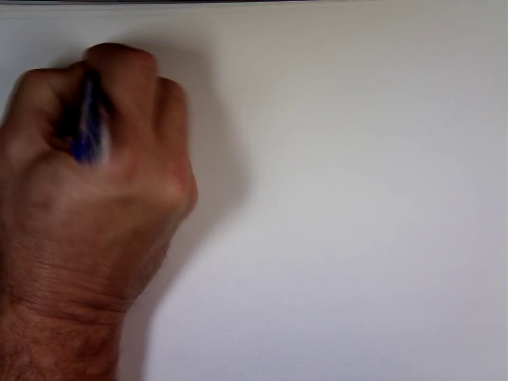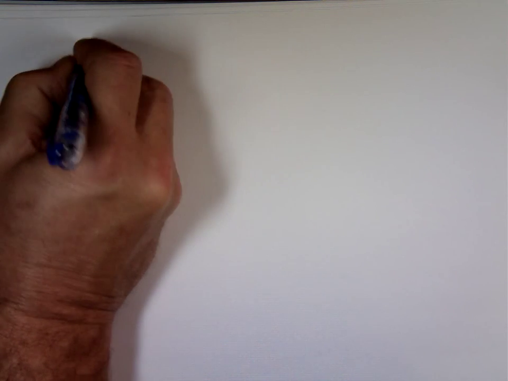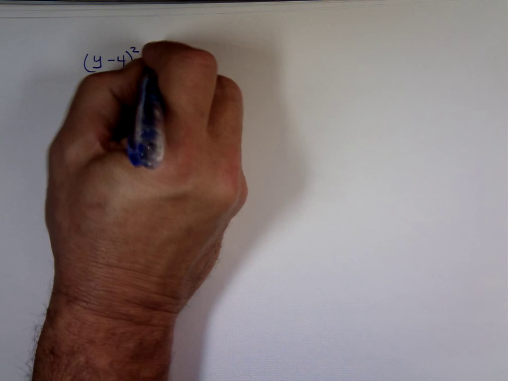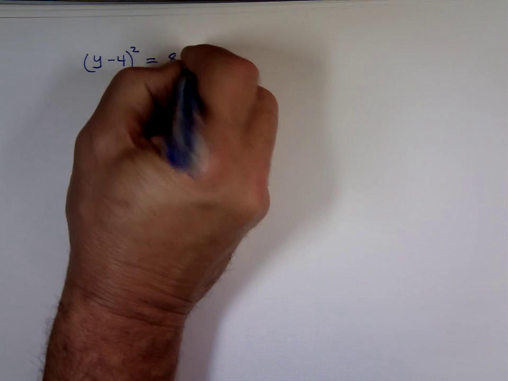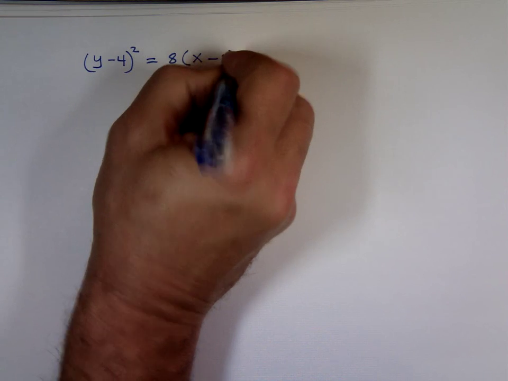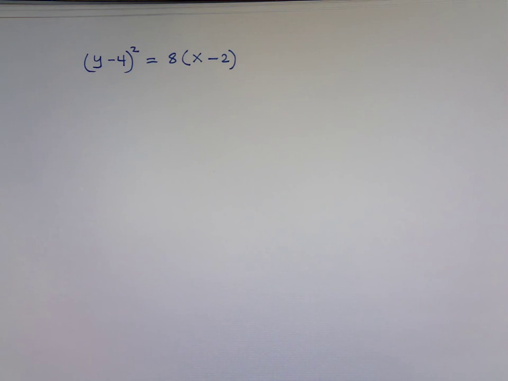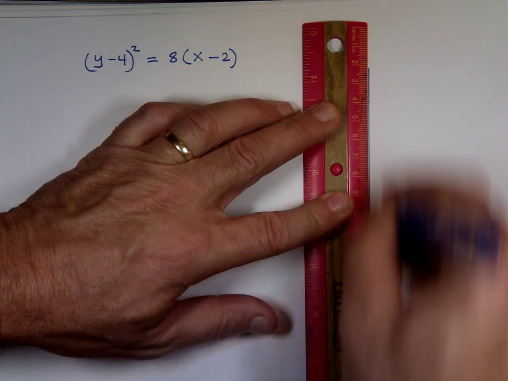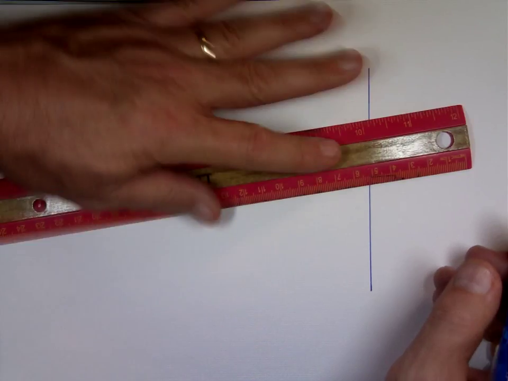y minus 4 squared equals 8 times x minus 2. Notice only one of them is squared. Do you notice that? Only one is squared. If it's only one of them squared, that's a parabola. Not both squared.